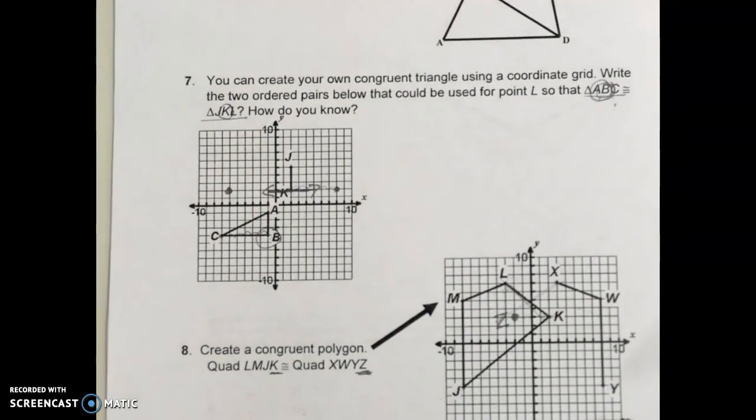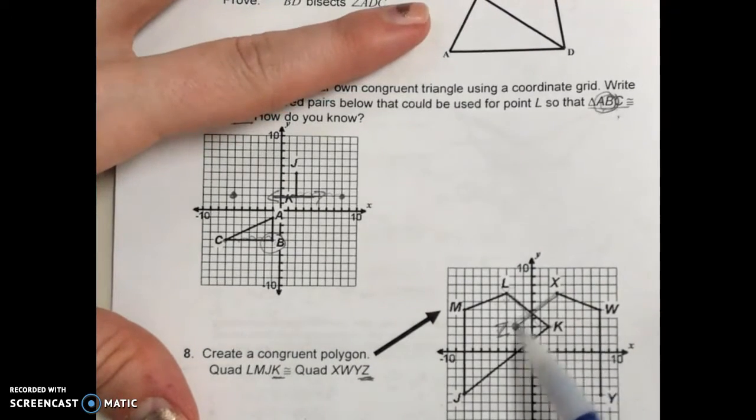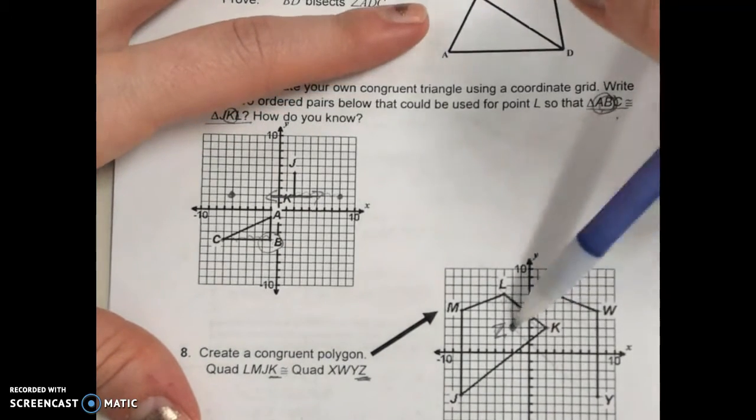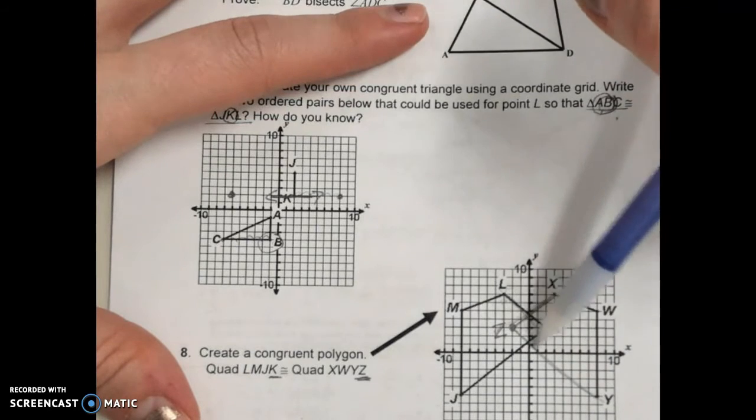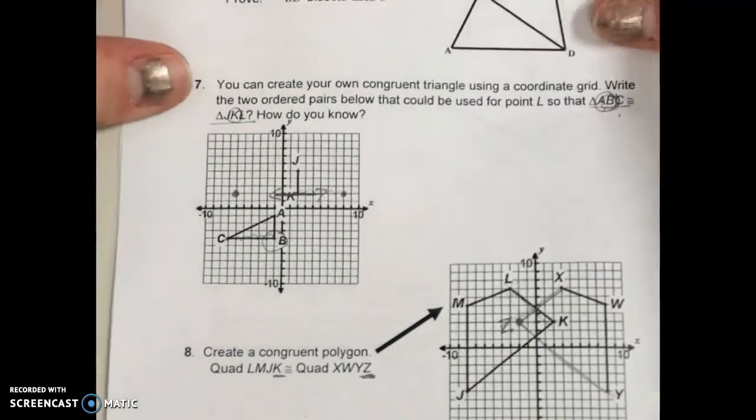Either way, there's multiple ways to get the Z, and a lot of you were using patty paper the other day, which is perfectly fine. But on your quiz and then on your test and tests in the future, you're going to have to know how to make these figures.